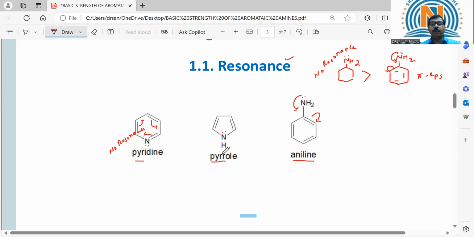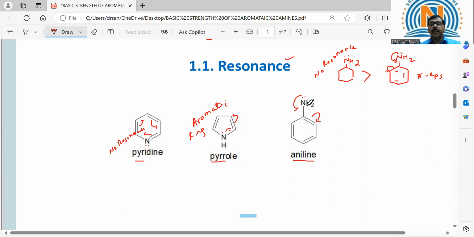But if you want to compare pyrrole and aniline, in the case of pyrrole, the lone pair of electrons is a part of aromaticity. It is involved in the aromatic ring. And aromaticity is the extra stability of a conjugated system.